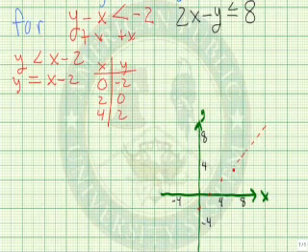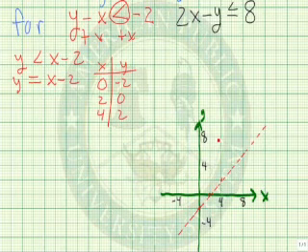Now remember that we have to keep it as a dotted line until we decide whether to include the border or to not include the border. And notice in this particular inequality we have less than. It does not include equal, so it will not include the border, so it's a dotted line.